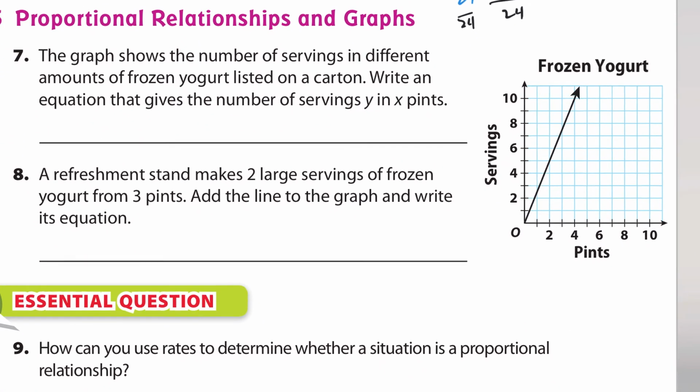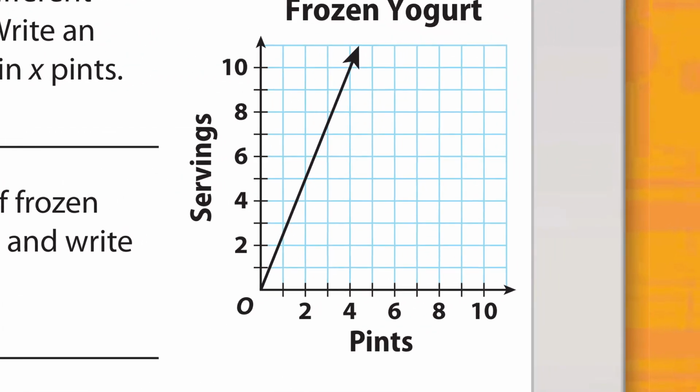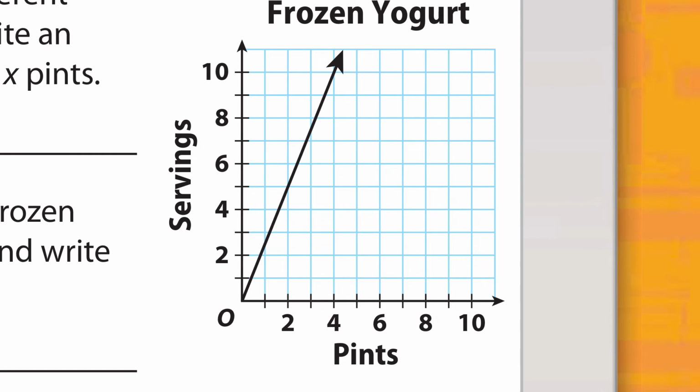And number 7. The graph shows the number of servings in different amounts of frozen yogurt listed in a carton. Write an equation that gives the number of servings y in x pints. Let's go in tight here. I'm looking along here. It misses the intersection of the grid right there. Oh, so close. Right there it hits, and right here it hits too. I'm going to put those in red. All the other places it misses the grid.